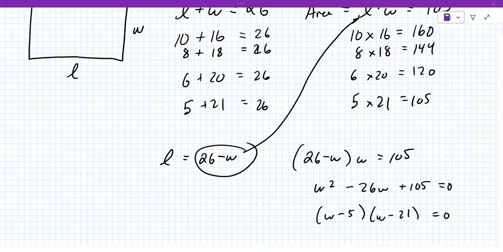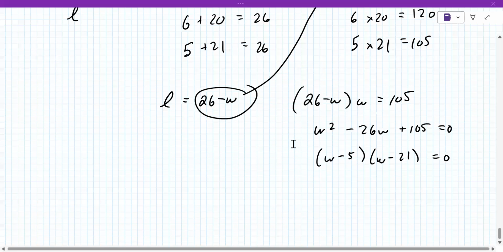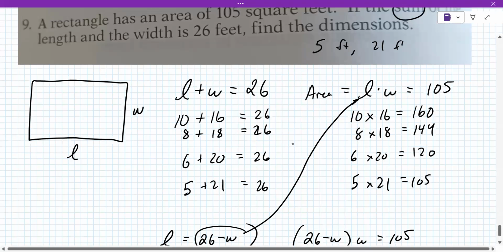Okay, so that's our answer. W minus 5, W minus 21. The answer is 5 and 21. It asks for the dimensions: 5 feet, 21 feet.